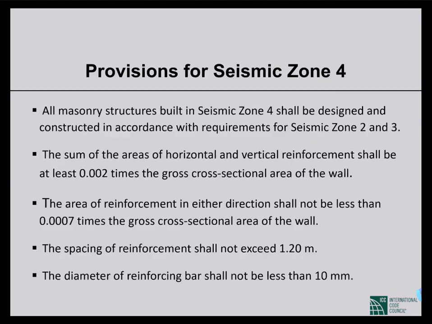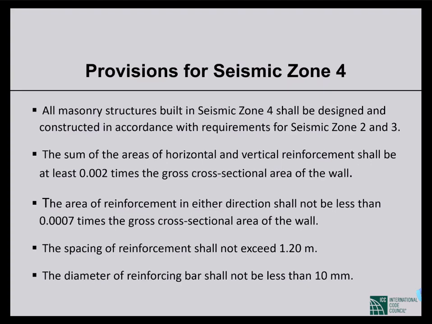For seismic zone 4, all those requirements, that is the provisions that are mentioned for seismic zones 2 and 3, will be applicable for seismic zone 4. Plus, additionally, other requirements are there. The sum of the areas of horizontal and vertical reinforcement shall be at least 0.002 times the gross cross-sectional area of the wall.